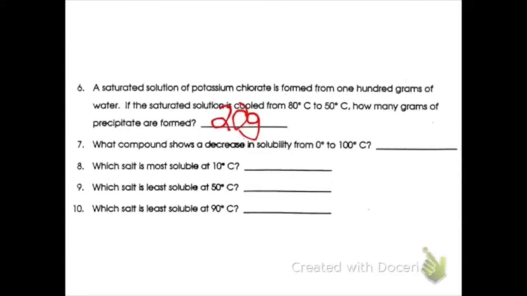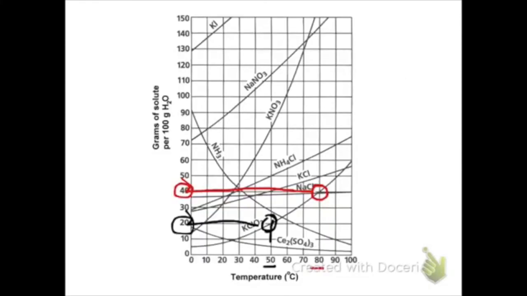All right, these next couple are actually a whole lot easier. Let's go back to our graph. We want to know what compound shows a decrease in solubility over the course of our graph. So the temperature's going up, but we're looking for something where the solubility is going down, so the line should be sloping downwards in the opposite direction. Most things get more soluble, but there's a couple of exceptions. I can see that that one goes down, our cerium sulfate, and there's one other one that goes down. So both of those compounds show a decrease in solubility.